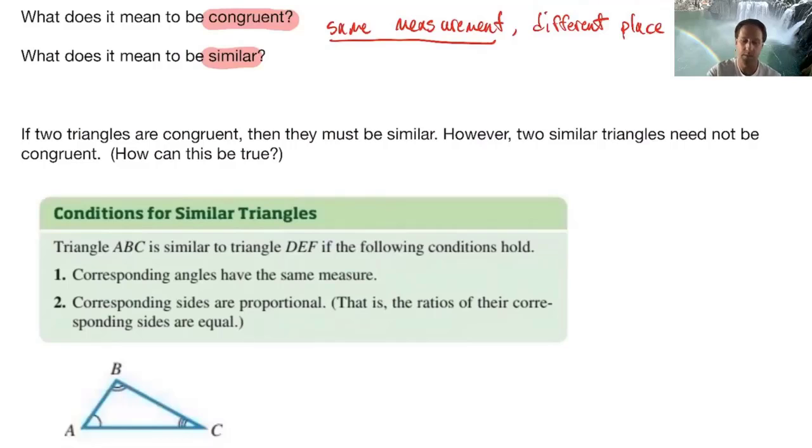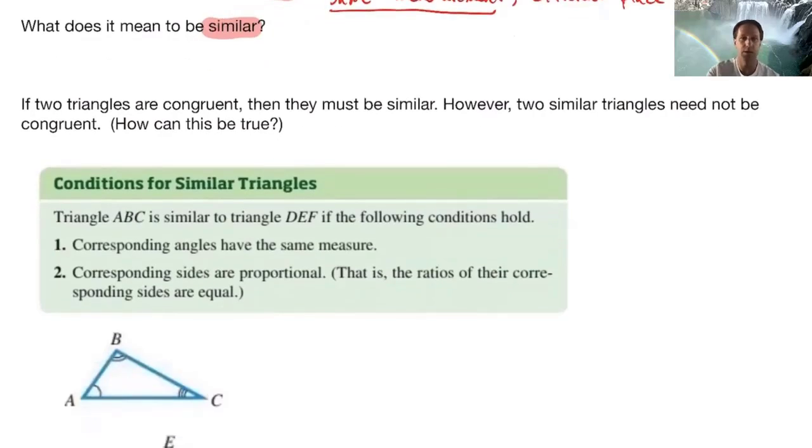But what does it mean to be similar? Being similar would mean something to the effect that they're very close to being the same. And so we'll get into that a little bit right below. Okay. So if you look at the next line down there, it says, if two triangles are congruent, then they must be similar. But if you were to do the converse, the other way around, if you have two similar triangles, they don't necessarily have to be congruent. So how can this be true? Well, let's talk about first what it means to be similar triangles, and then we'll get into that.